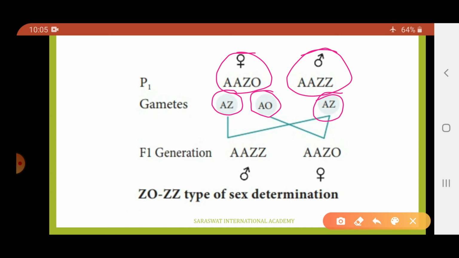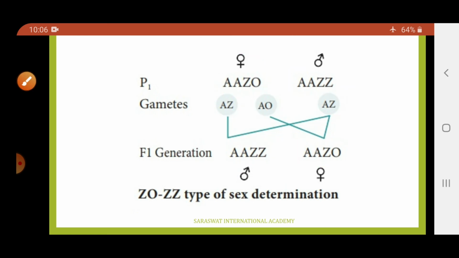So suppose a sperm is fertilizing an egg of AZ. So basically suppose the AZ egg fuses with the sperm, then the offspring will be what? AAZZ, that is it will develop into a male. But if a sperm fuses with the egg which is without the Z chromosome, then the genotype will be AAZO, right? And it will develop into a female.